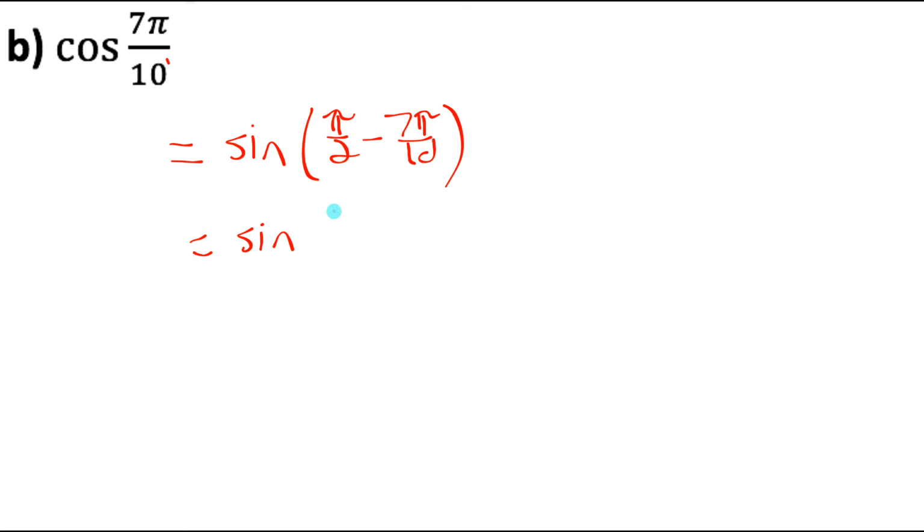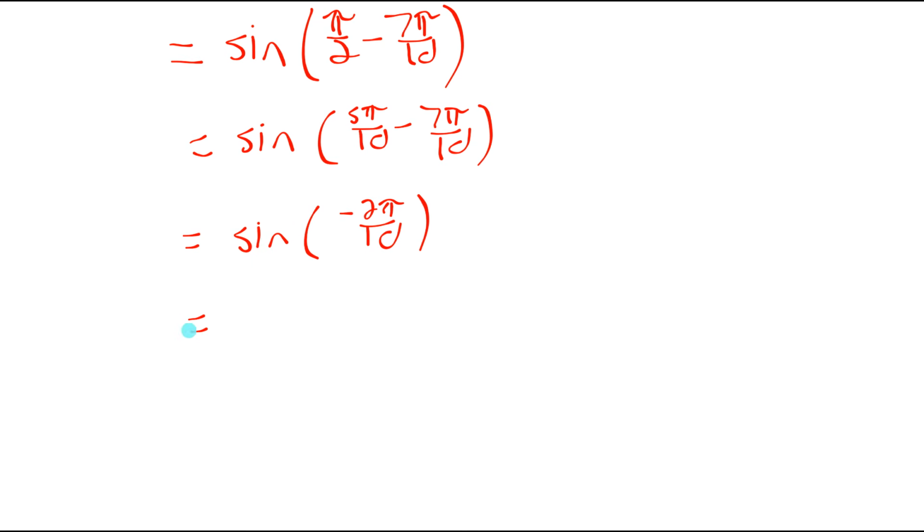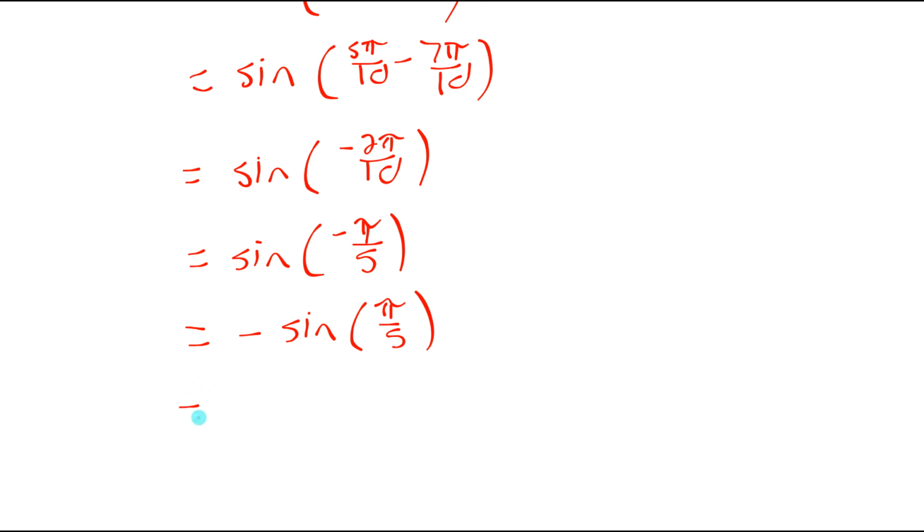And then I'll simplify this and see if this helps. Pi over 2, I'll rewrite that as 5 pi over 10. So I get sine of negative 2 pi over 10, which is sine of negative pi over 5. Oh, and I know sine is an odd function, so I could rewrite this as negative of sine of pi over 5. And we know from the question that an approximate value for sine of pi over 5 is 0.5878, so this is about negative 0.5878. So that's just a little example of how we could use the cofunction identity.